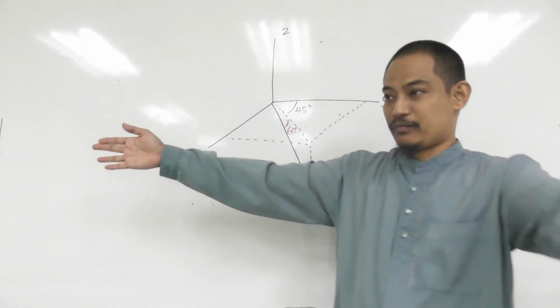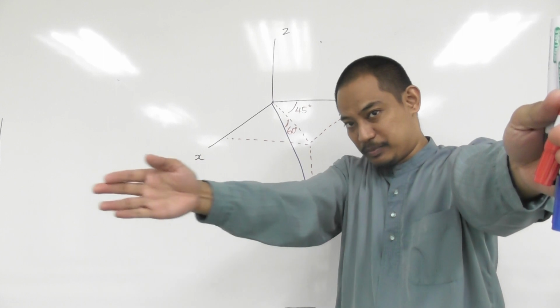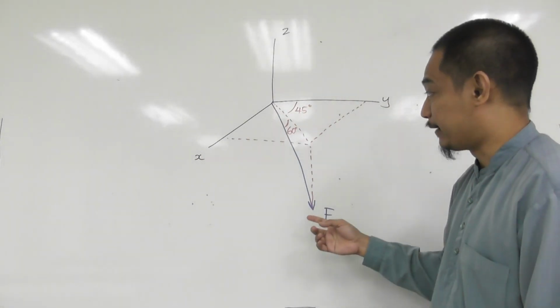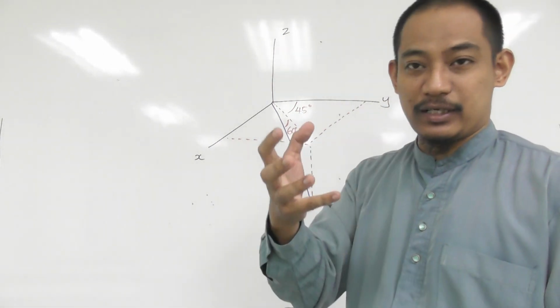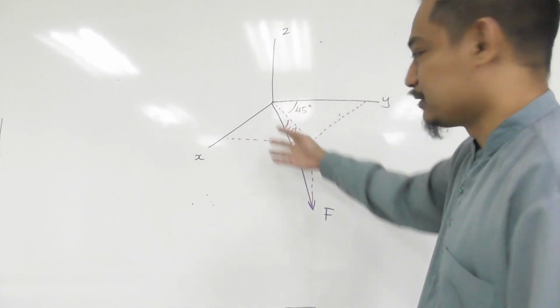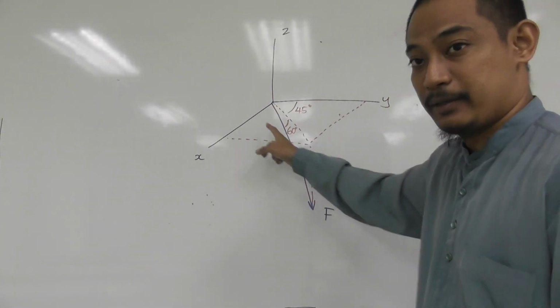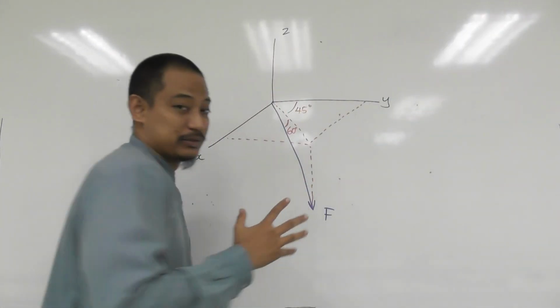Meaning it goes X, Y, Z. So 45 degrees in this plane, and then going down 60 degrees. That is what it means by this drawing, right? That's the first thing. I think it's key that you can visualize and understand what this means. It goes 45 degrees here, going 60 degrees down. That's where that F is, that force. Alright. How to deal with this one?